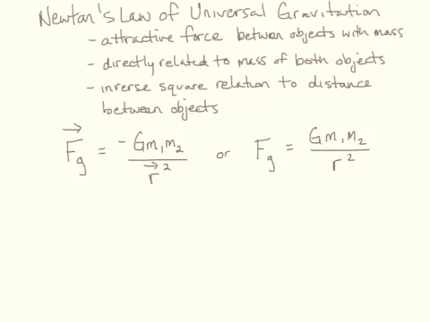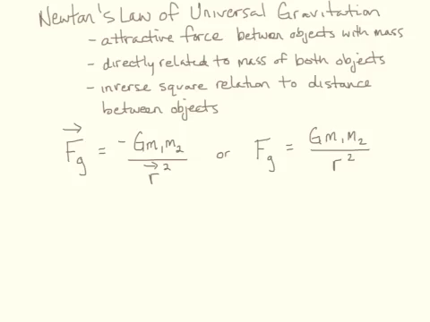Alright, so this equation shows exactly what we just talked about. It says that the force of gravity is equal to big G, which we'll talk about in just a second. It's the universal gravitation constant, times m1, the mass of the first object, times m2, the mass of the second object, divided by r squared, where r is the distance between the centers of masses of the 2 objects.